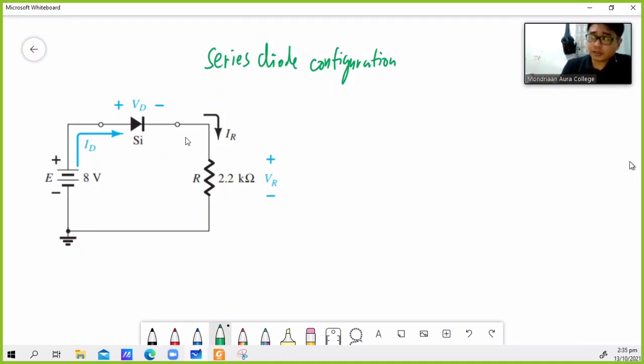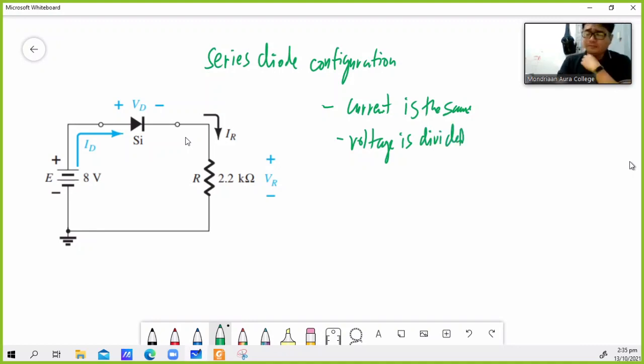Naka-parallel naman. So always remember, ang property ng series circuits are current is the same, but voltage is divided. So anyway, I think na-discuss din naman ito sa inyong circuits 1.